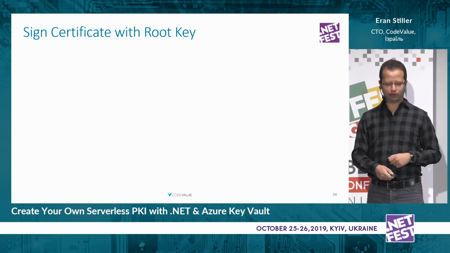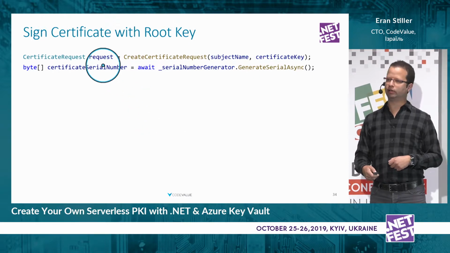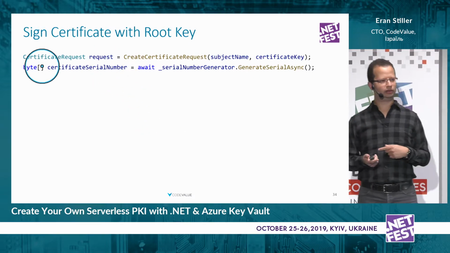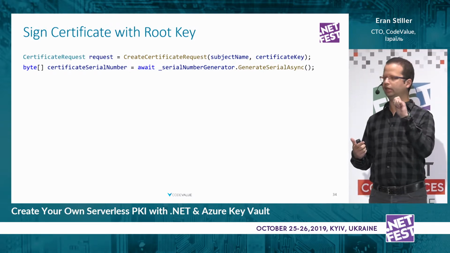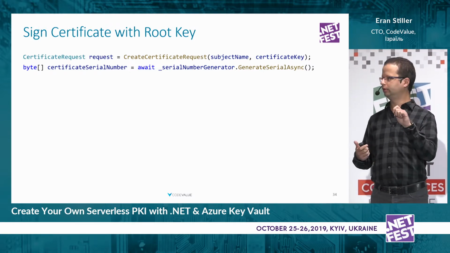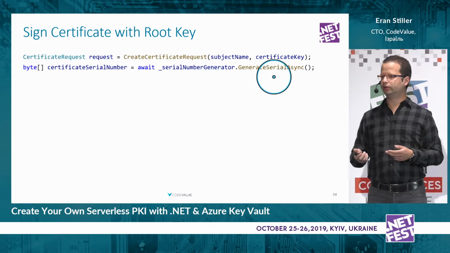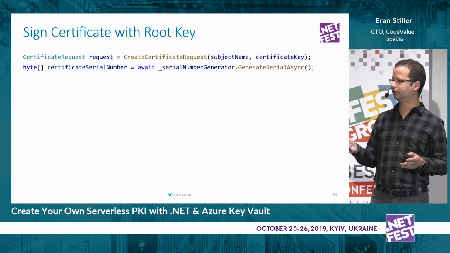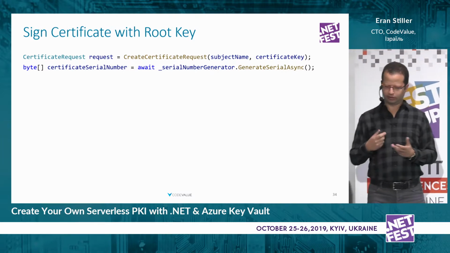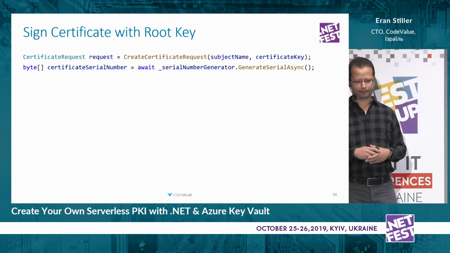So we have the request. In addition to the request, we need to create some sort of serial number, because every certificate authority, when it generates certificates, needs to give every certificate a unique serial number, which cannot repeat itself. So in this case, I implemented it with a simple blob storage, but you can do it with Redis, with table storage, with SQL Server, with whatever storage mechanism you want. The implementation is quite simple. You can also look at the code later.